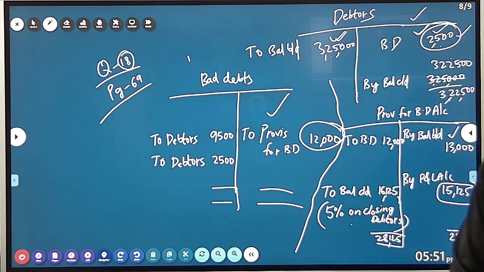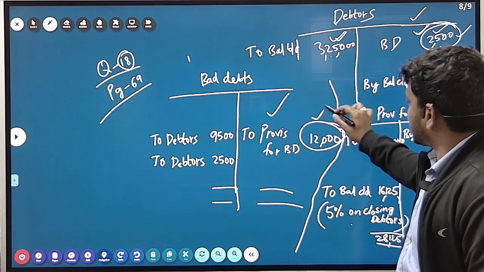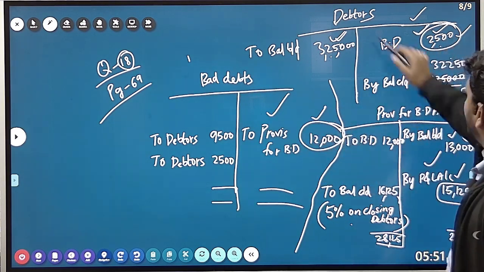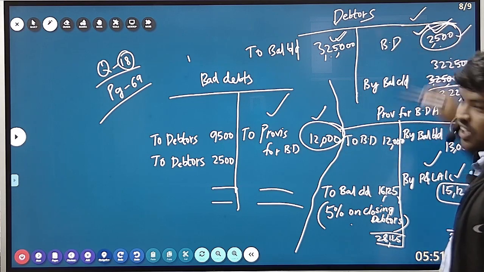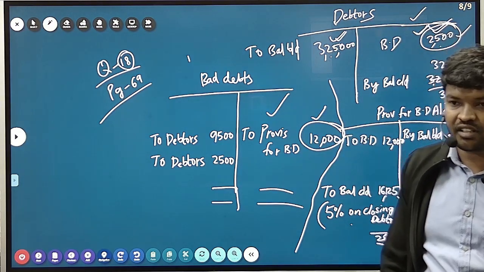Clear? Third, P&L account debit to provision for bad debts account, 15,125. Understood? The total balance of bad debts is 12,000, that is one adjustment entry. How much was reduced from debtors, that is another adjustment entry.